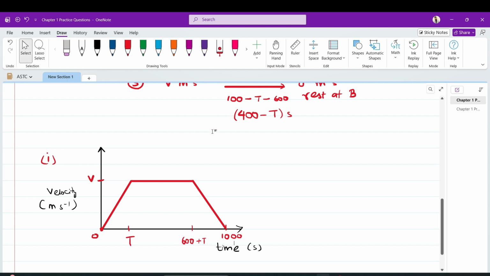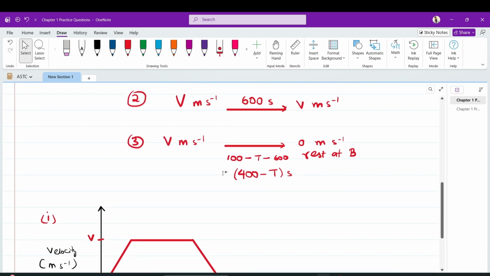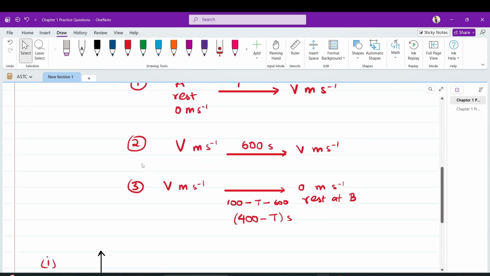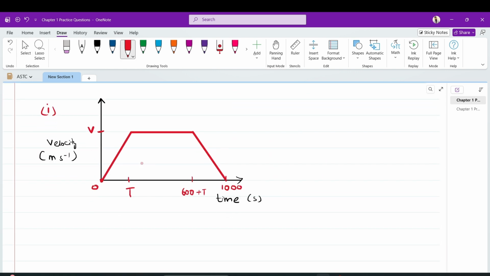All right. So yeah, I think that's pretty much about it. So that's a velocity time graph that we have sketched. Then it says find the value of v. Okay, so this is the first part. Now in the second part, we need to find out the value of v.